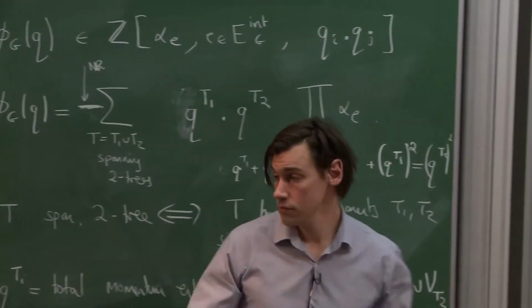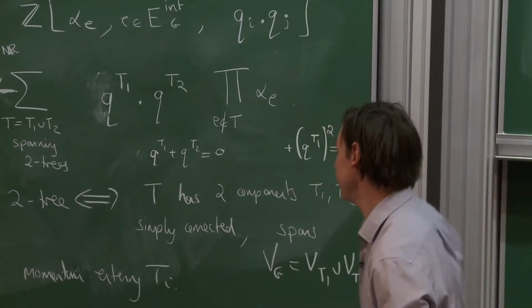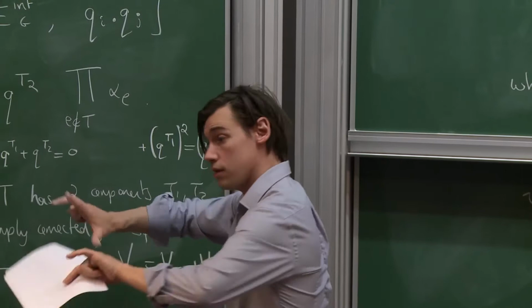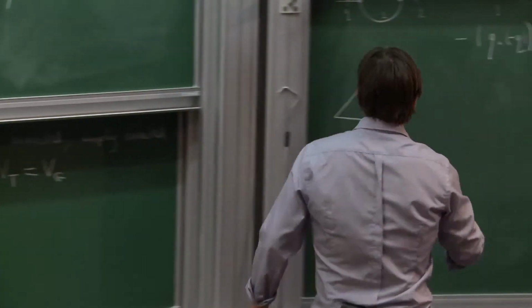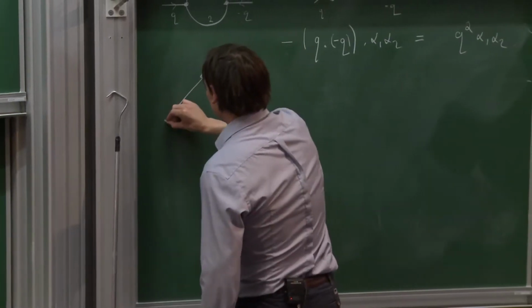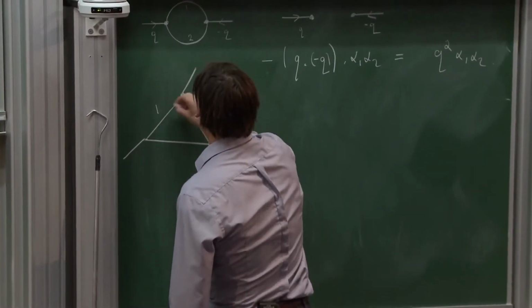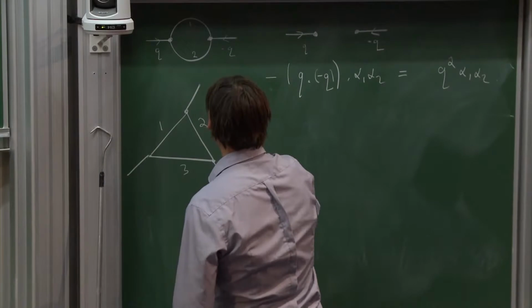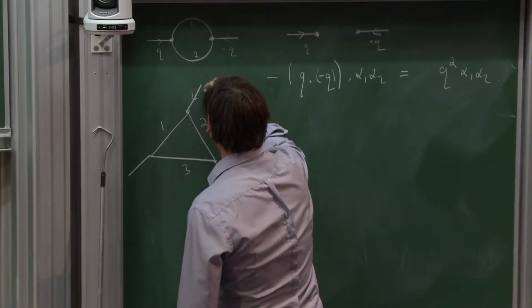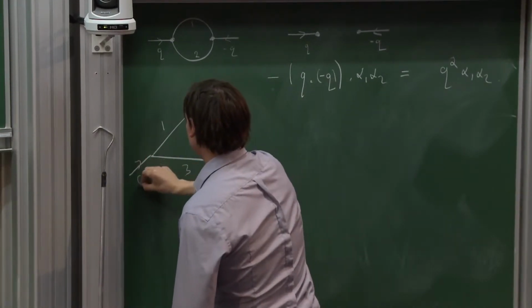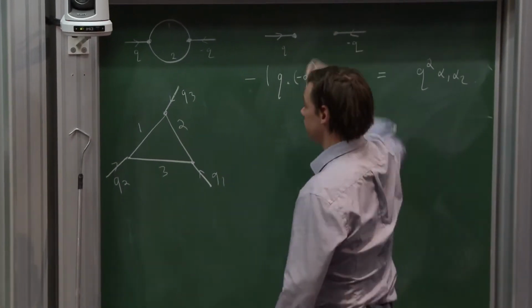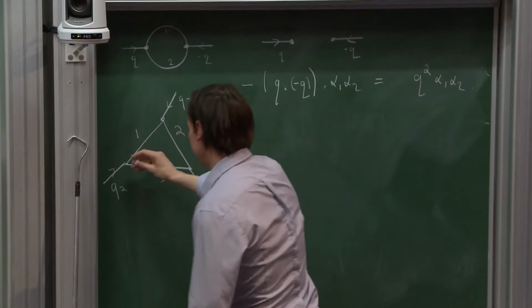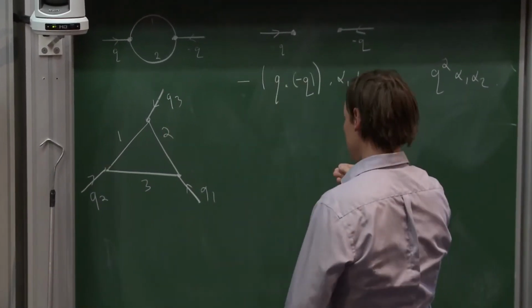So your 2 trees are disjoint. Absolutely, yeah. Otherwise T would have a single connected component. It would be connected. I can't remember how I labeled this, but up to rotation, it's this. So what are the spanning 2-trees? Here they are.